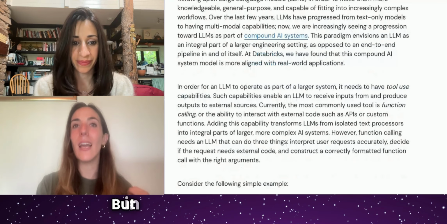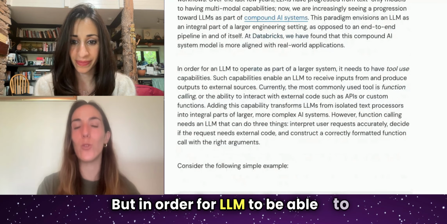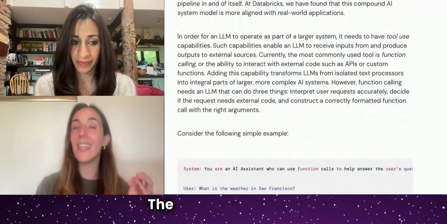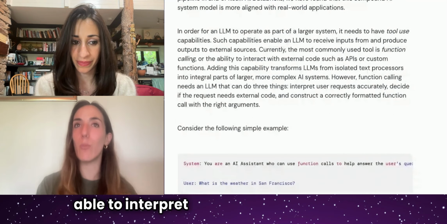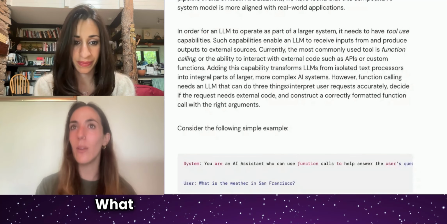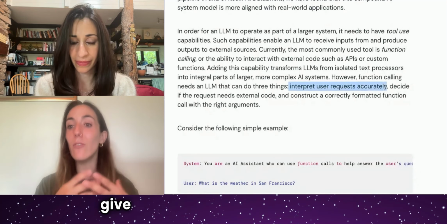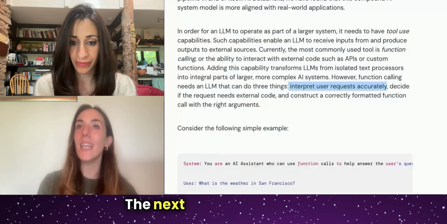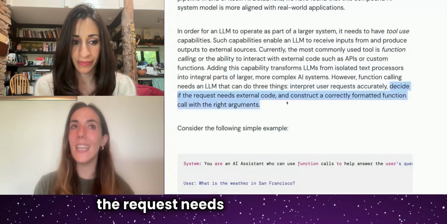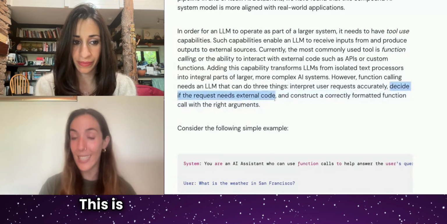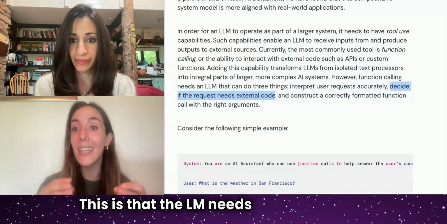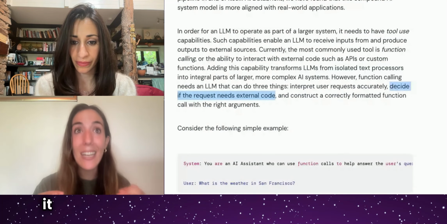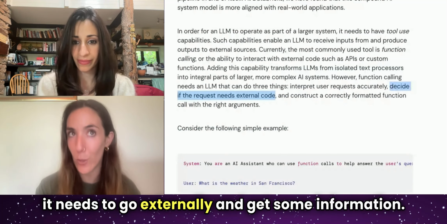But in order for an LLM to be able to do function calling, it mainly requires three things. The first thing is to be able to interpret user requests accurately. What this means is that the user will give the LLM a prompt, and the LLM needs to understand what it needs to do, right? The next thing is to decide if the request needs an external call. This is that the LLM needs to understand if it can handle this request on its own or it needs to go externally and get some information.